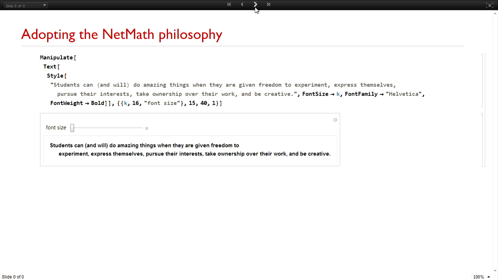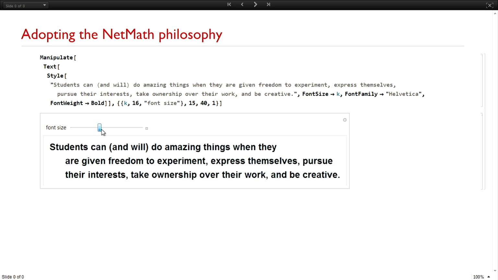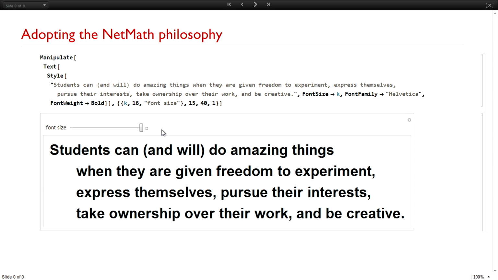And then the main thing that I want to communicate is that adopting a NetMath style philosophy in your classroom does help with getting great results out of students. What I've learned over the years, and at first I was uncomfortable with this idea, but after several years of teaching this way, now I can't imagine going back. But just really believing that students can and will do amazing things when you give them freedom to experiment, when you give them open-ended problems, when you give them a chance to express themselves, pursue their interests.